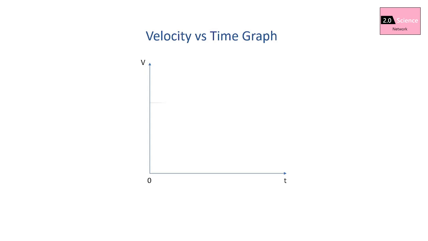We can indicate this motion in a velocity time graph. The velocity is the same during the whole time period, and the slope of the graph is 0.